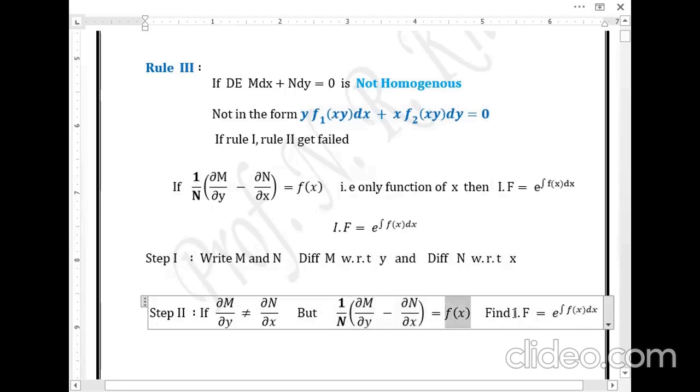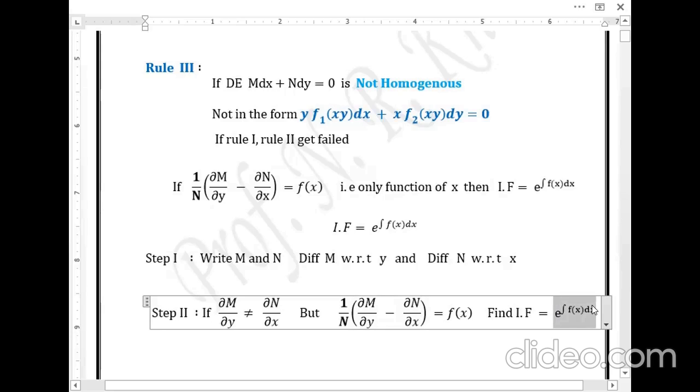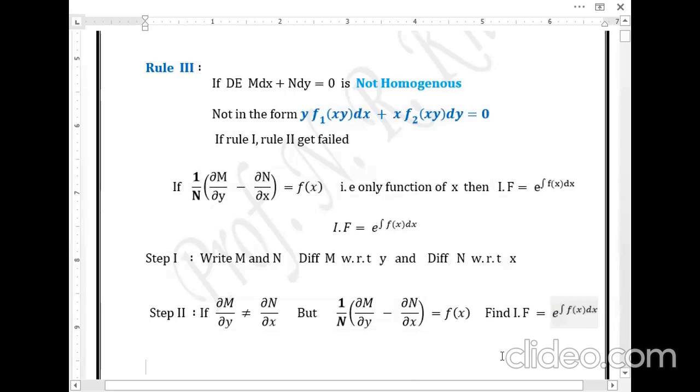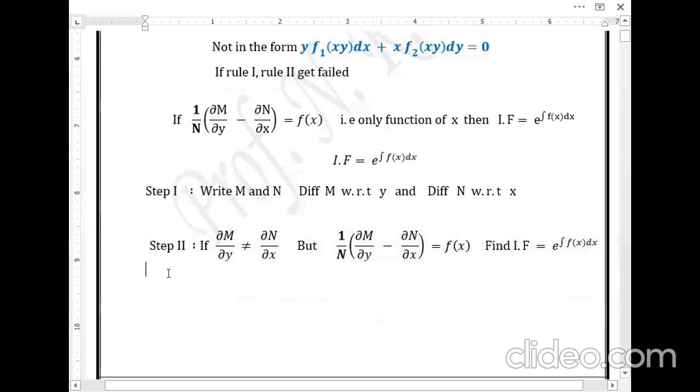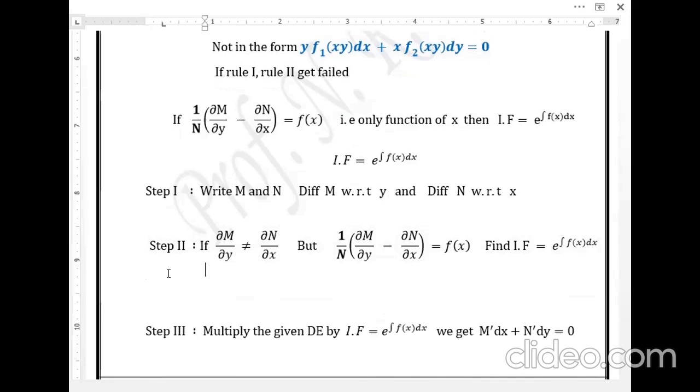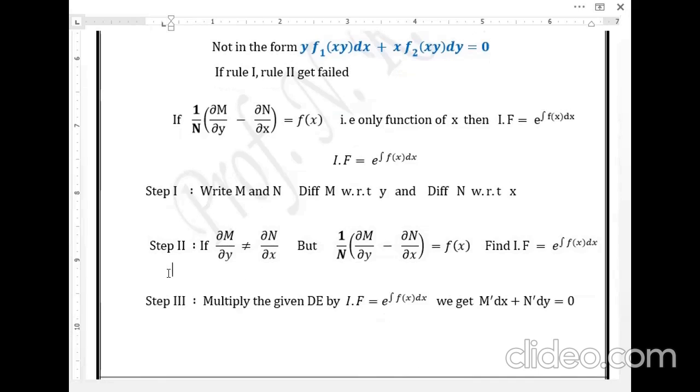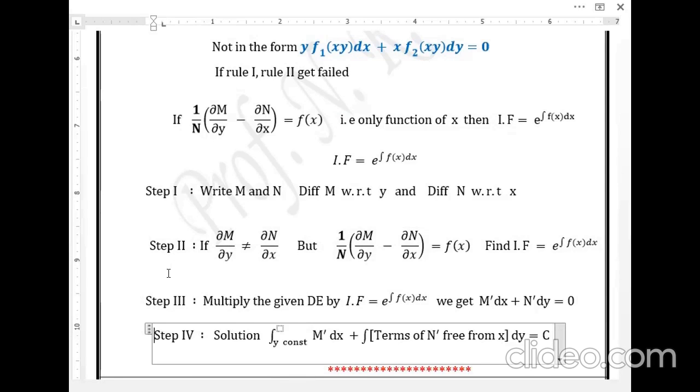is divided by N, we get only a function f of x. Then we can find the integrating factor, which is e raised to the integration of f of x dx. This is the integrating factor. And after finding the integrating factor, the given differential equation can be multiplied by it. After multiplying, we get a new differential equation, and that equation is exact. If the differential equation is exact, we know how to find a solution by using rule number 1 of the solution of an exact differential equation.